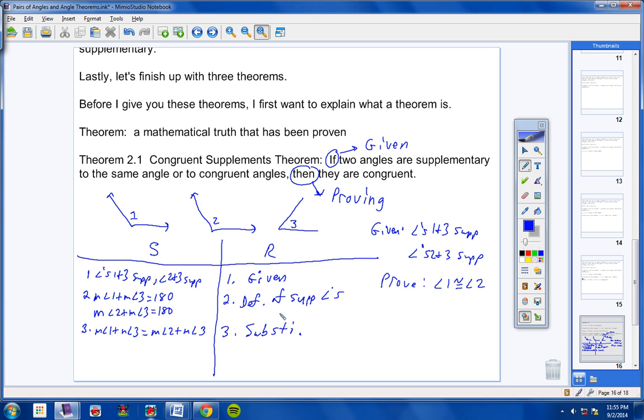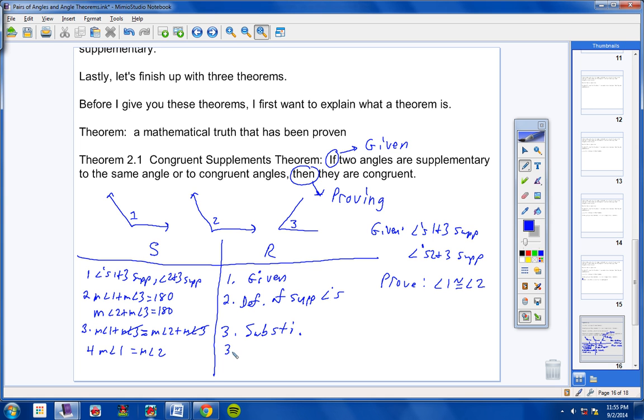Substitution. And now look, students, we have an equal sign. We can subtract from both sides. Look, I have angle 3 right here and angle 3. So I can subtract angle 3 from both sides. And I'm left with the measure of angle 1 equals the measure of angle 2.